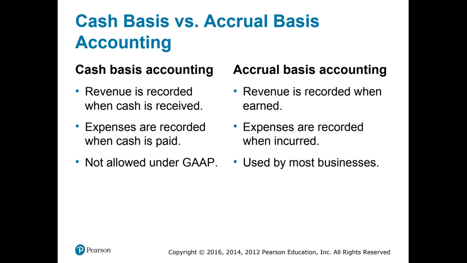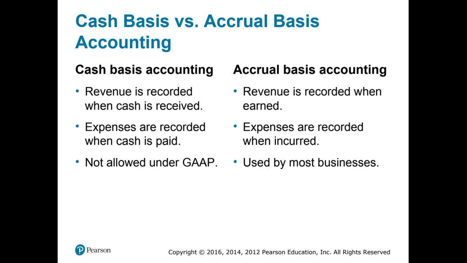Revenue is recorded when cash is received. So as soon as we get our money, we record in our minds, we acknowledge that we have this cash. And then expenses are recorded when the cash is paid. So then we go and we buy $50 in gas. Now we know that we're less $50 because we spent money on gas. Cash basis accounting is not allowed under GAAP.